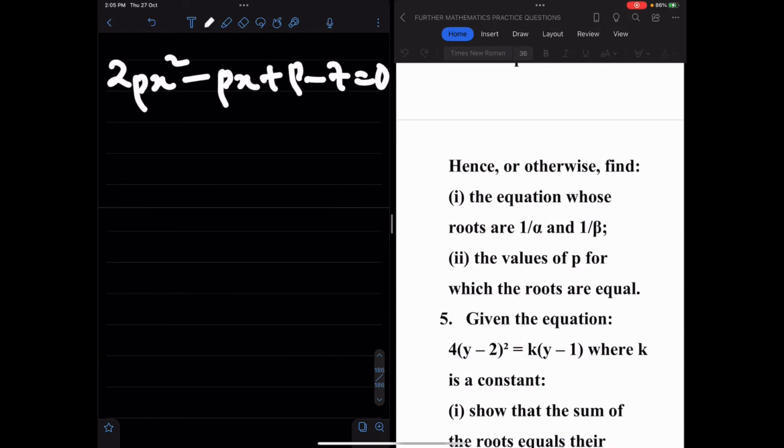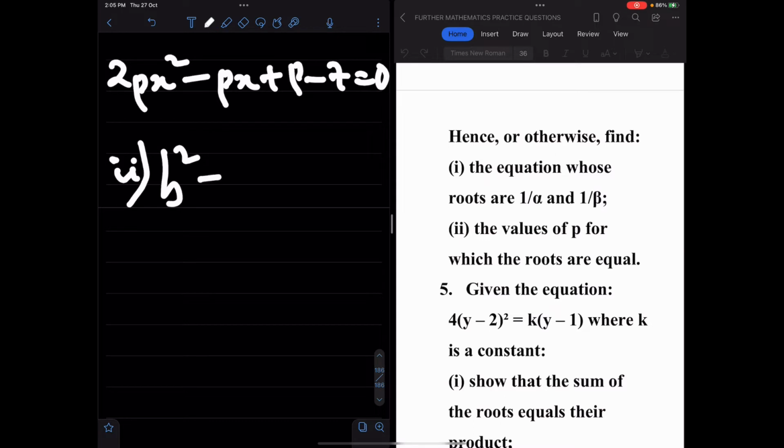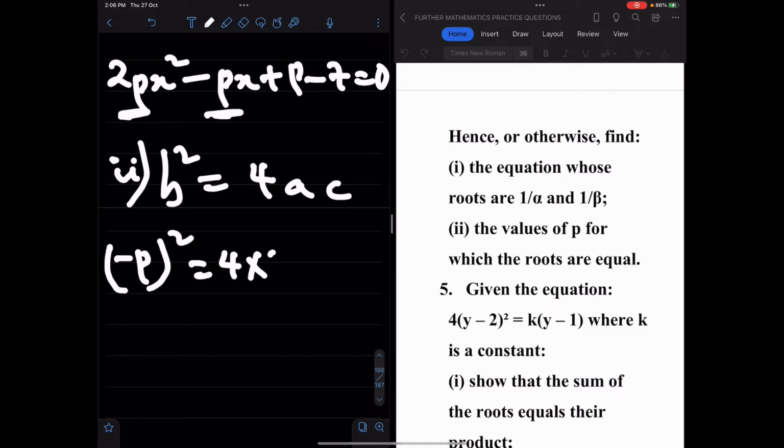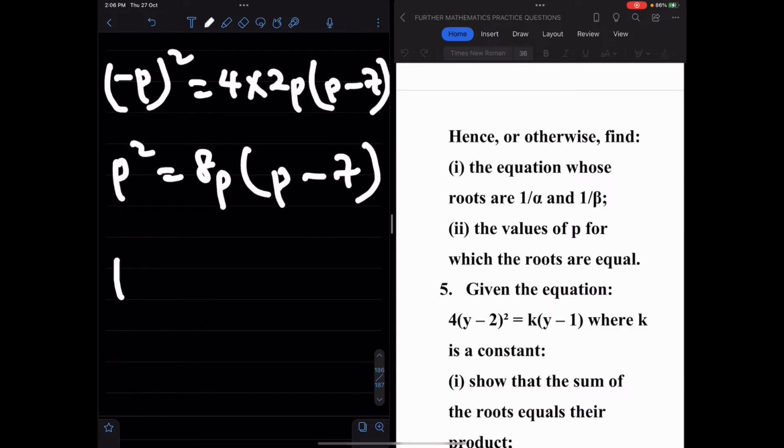Now we go straight to 4 Roman figure 2. Find the values of p for which the roots are equal. If the roots are equal, that means b squared equals 4ac, which means the square of minus p, that's b, is equal to 4 times a, which is 2p, times c, which is p minus 7. And that simply means p squared equals 8p into bracket p minus 7. And that means p squared equals 8p squared minus 56p.